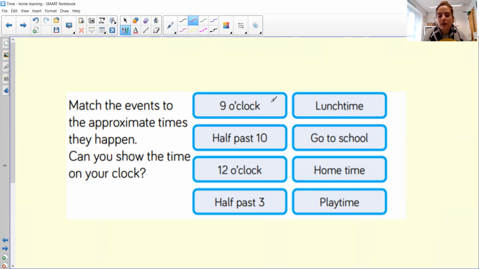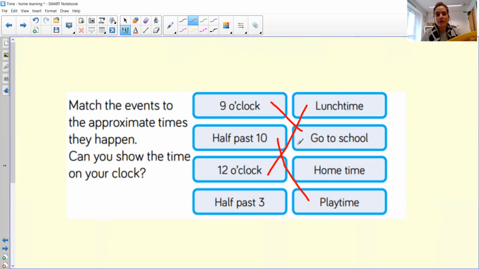Okay, let's have a go at matching them up. So 9 o'clock, oh, that's the start of the day. We go to school and we've got 9 o'clock here. Then it says 10:30. So let's make 10:30. At 10:30, we have our playtime. And then it says 12 o'clock. Who knows what happens at 12 o'clock? It's your exciting part of the day for many of you. At 12 o'clock, we have our lunchtime.